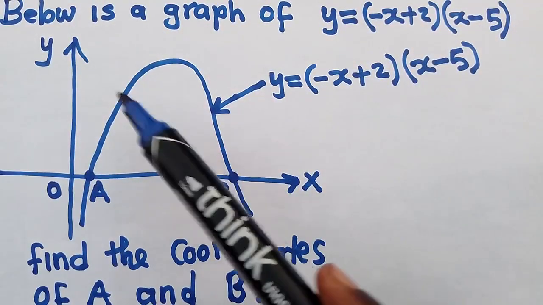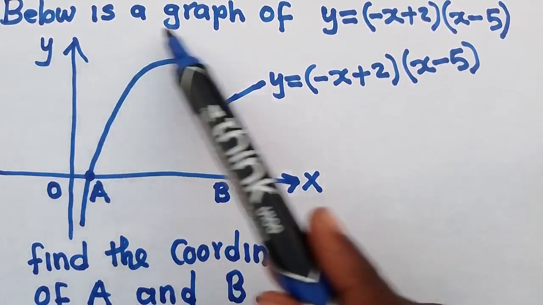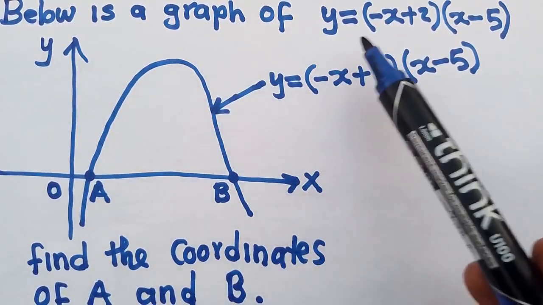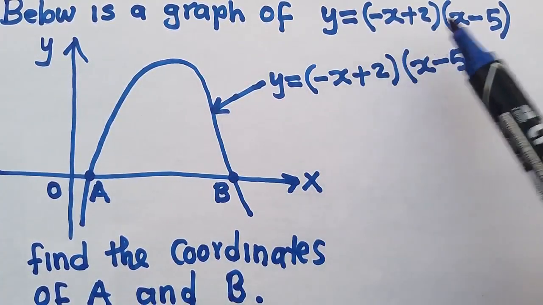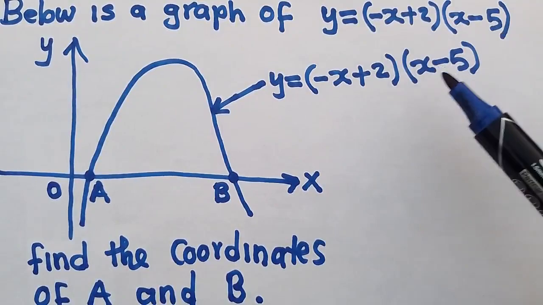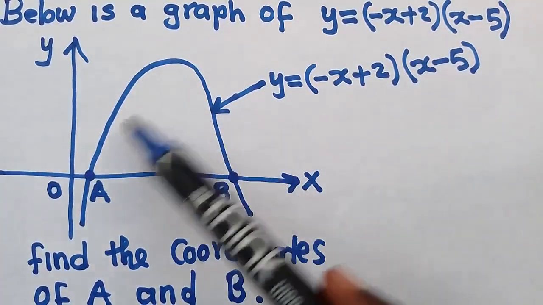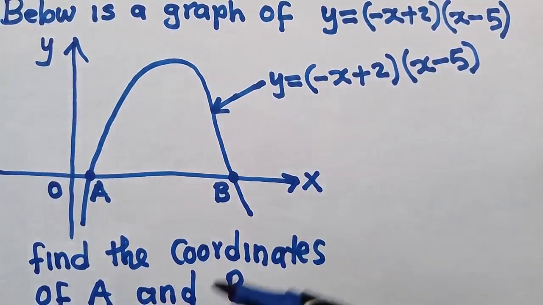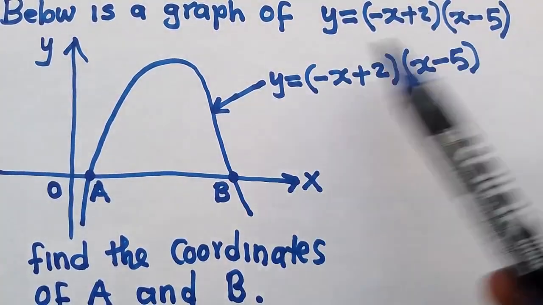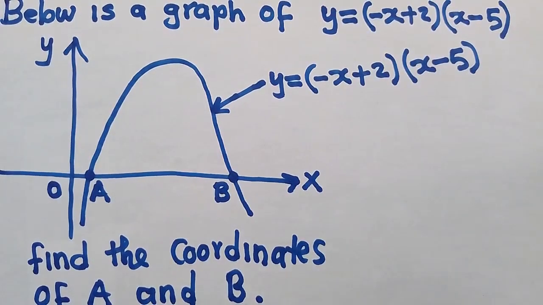The question is saying, below is a graph of y is equal to negative x plus 2, x minus 5, like that. So this is a graph. It is already drawn for us. So this is a sketch of that graph. This is how they have sketched this graph. So what is the question saying? This is the question which we are given.